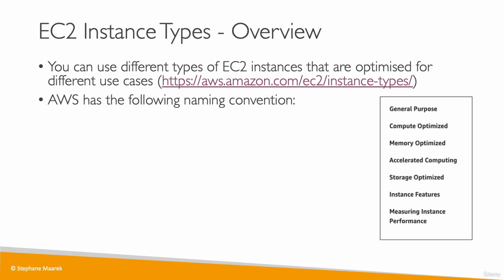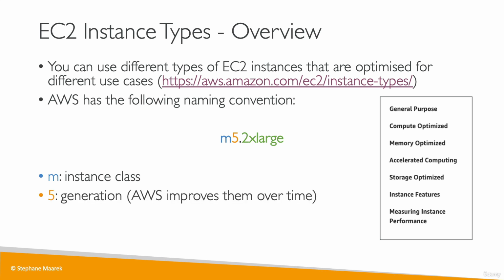AWS has the following naming convention. For example, we'll be talking about an M5.2xlarge type of instance. What does that mean? Well, M is the instance class, and in this case, it is a general purpose type of instance. 5 is the generation of the instance. As AWS improves the hardware over time, it will release a new generation of hardware. So after M5, if they improve the M instance class, it will go to M6.